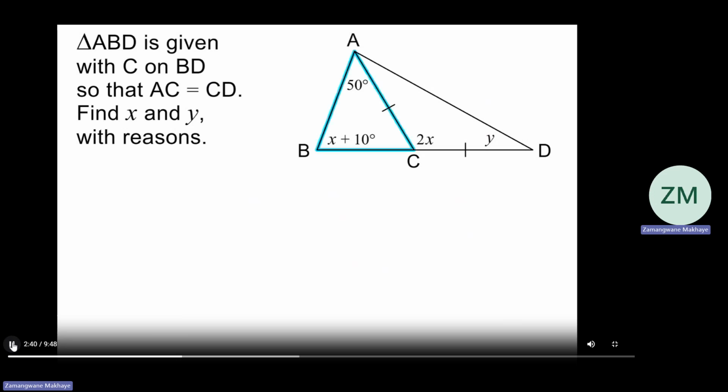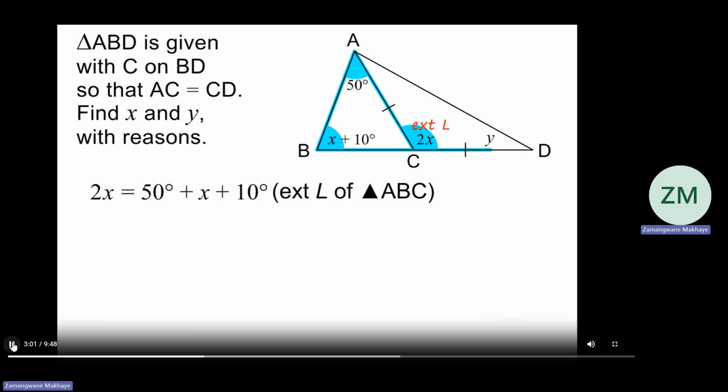To find x, we can use triangle ABC together with its exterior angle 2x. As we have said, 2x is an exterior angle. And this is equal to the sum of the opposite interior angles, 50 degrees and x plus 10 degrees. And don't forget to write the reason in this step. To solve this equation, we begin by adding 50 degrees to 10 degrees on the right. We then subtract x from both sides. X is therefore equal to 60 degrees. The exterior angle is therefore 2 times 60 degrees, or 120 degrees.